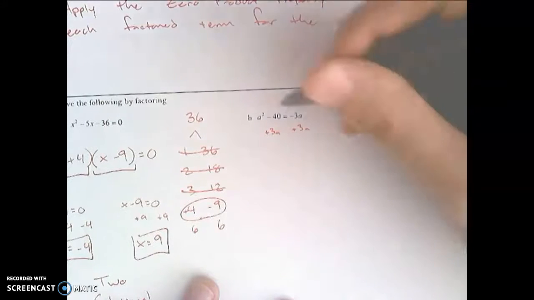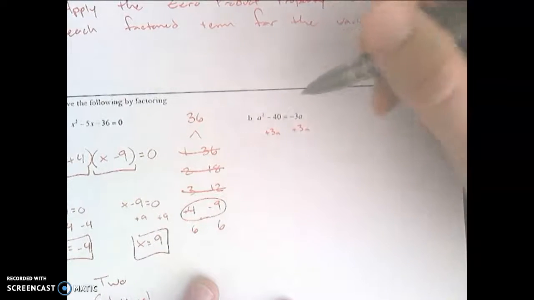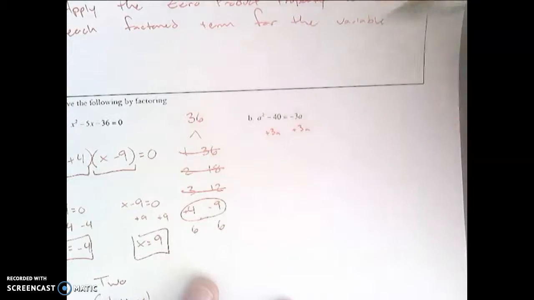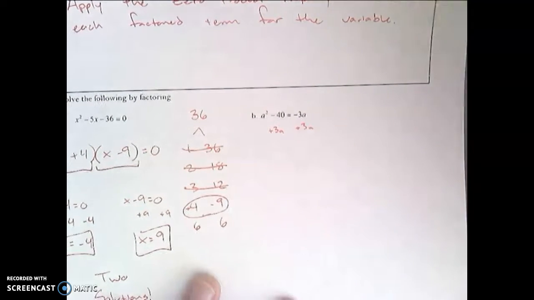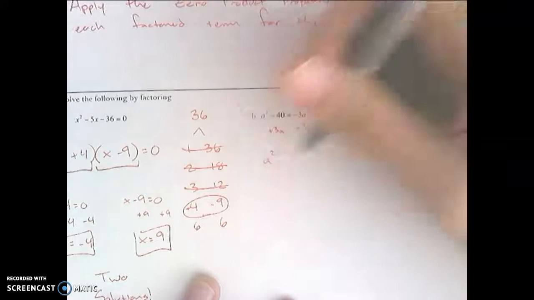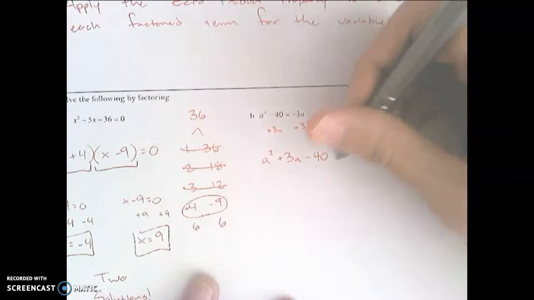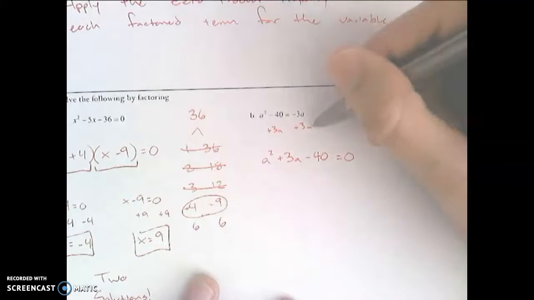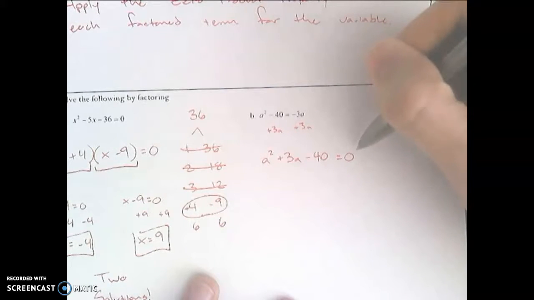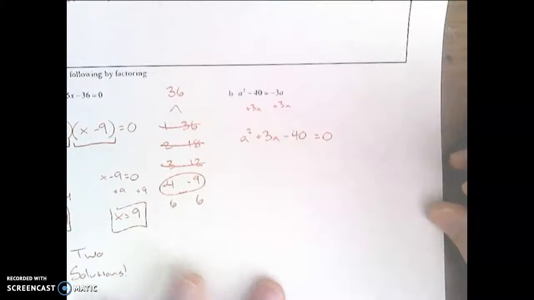And then, do we have any like terms here? We have a squared, we have an a to the 1, and we have a 40. There are no like terms, so there's nothing to combine it with over here. So you have a squared plus 3a minus 40, and that's all equal to 0. This minus 3a and this plus 3a cancel, and just gives us 0. And then we factor as normal.